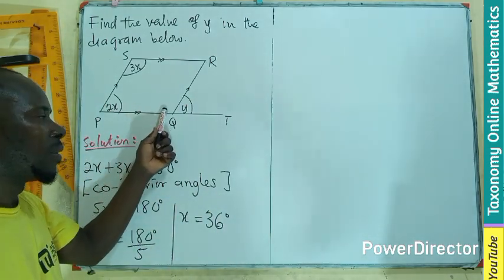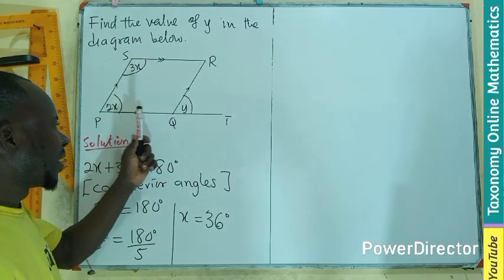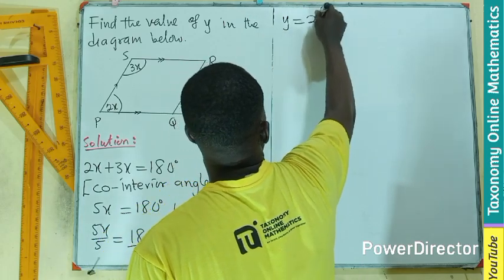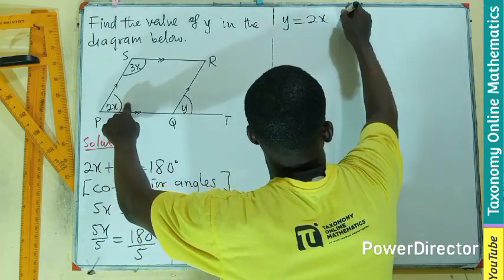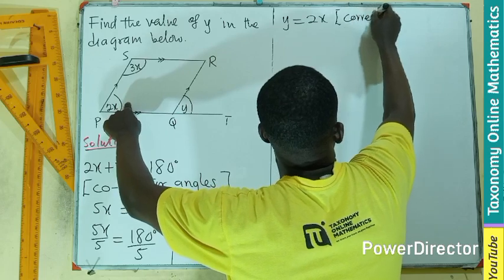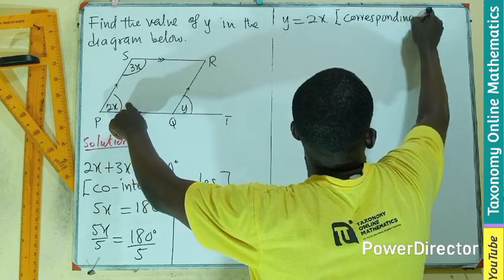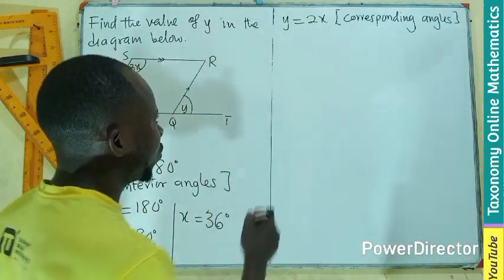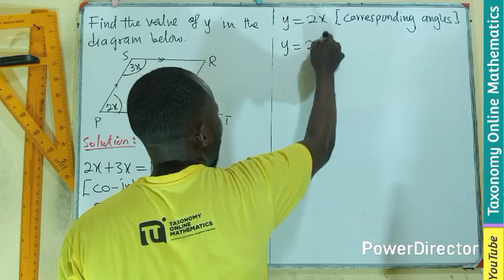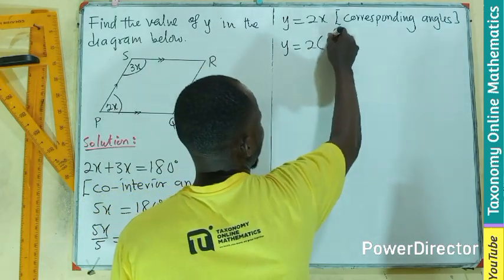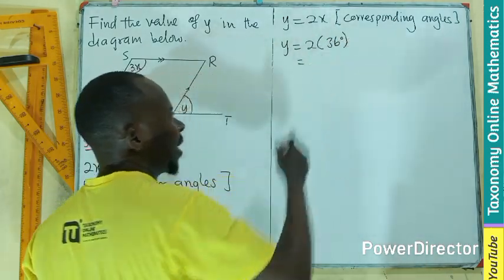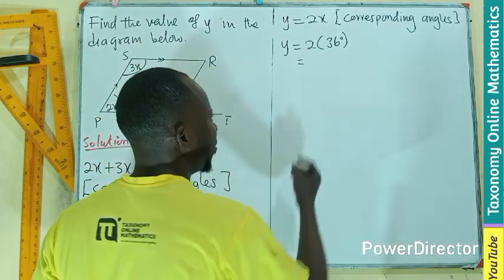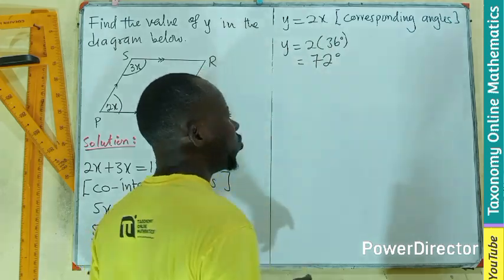I can put it here, I can put it there, but I can also say this is the same as this, as a corresponding angle. y equals 2x, this very one, which is going to be corresponding angles, which are also equal. So that means y will be 2 times the value of this, which is what? 36 degrees. This is 6, this is also going to be 12, so 72. So we have 72 degrees.